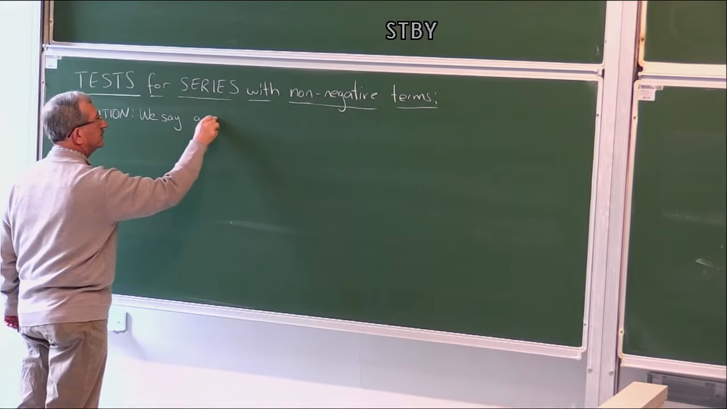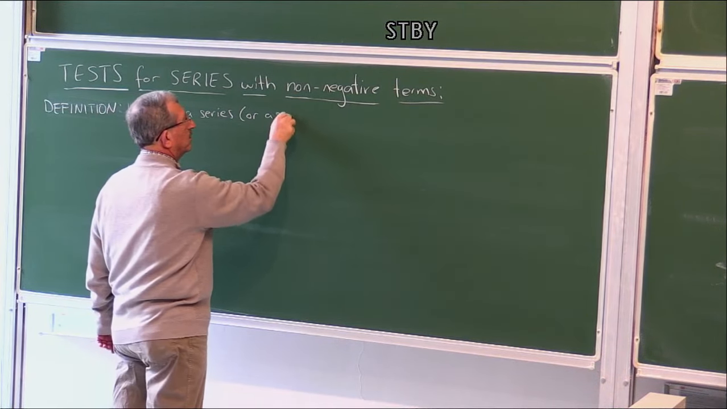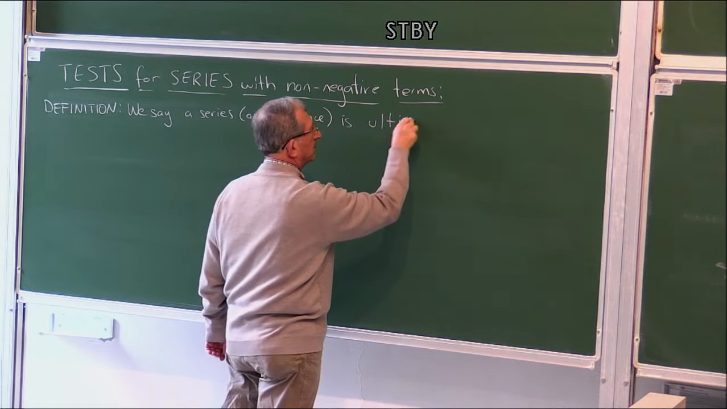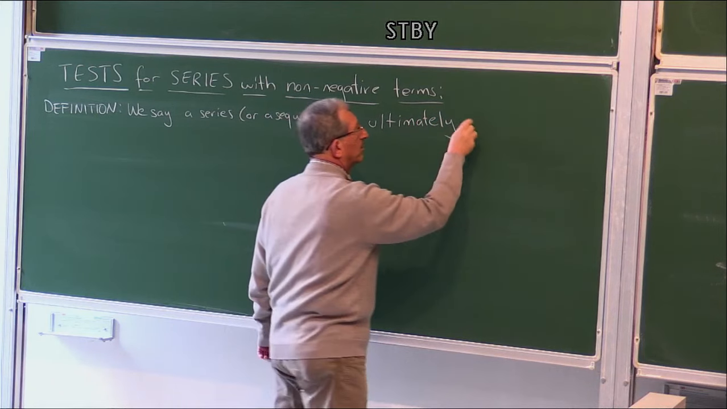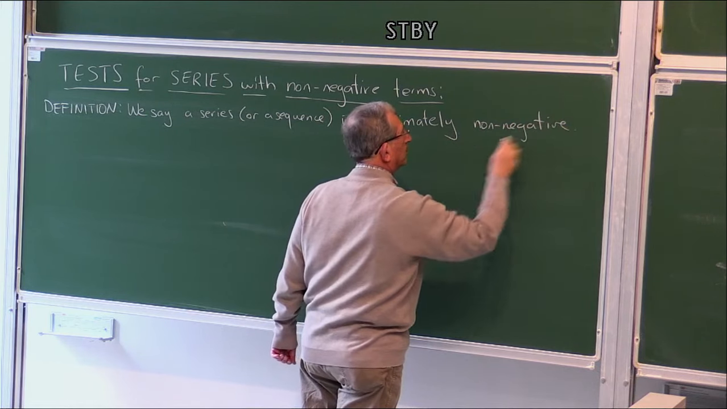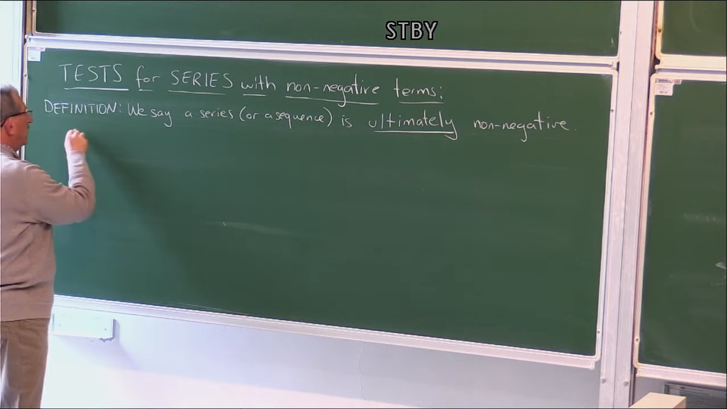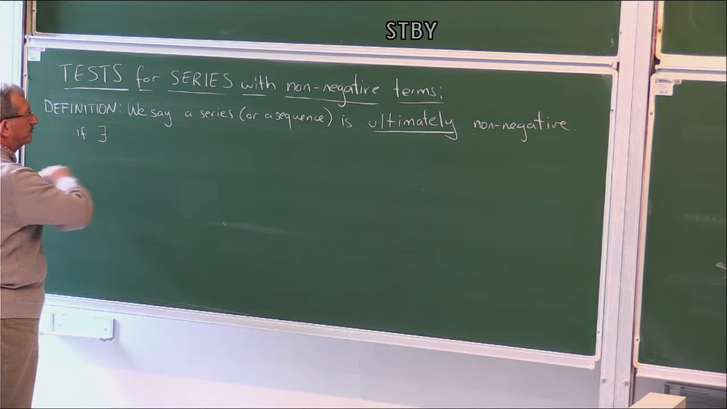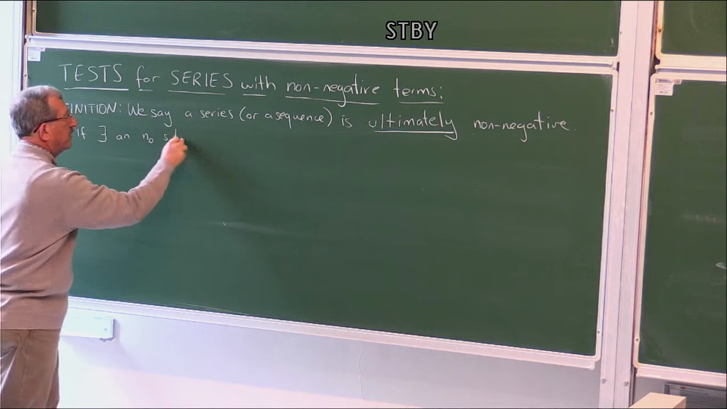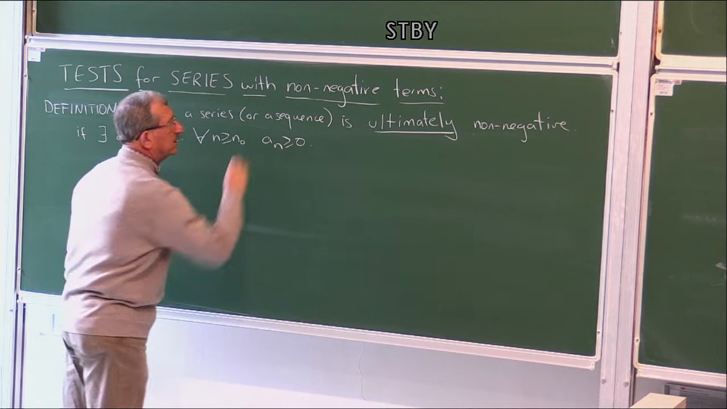We say a series, or a sequence, is ultimately non-negative if there exists an n0 such that for every n after that, an is non-negative.